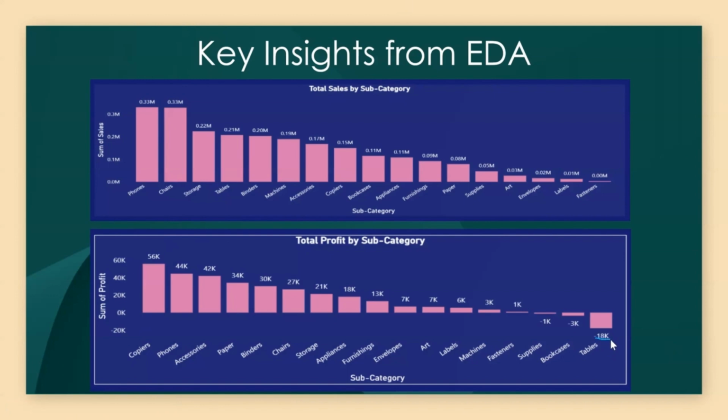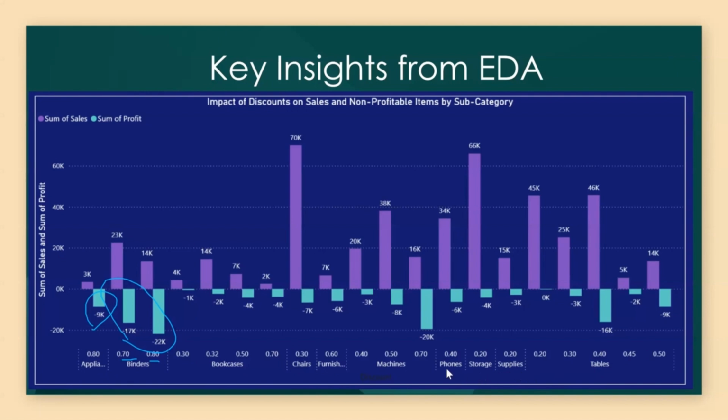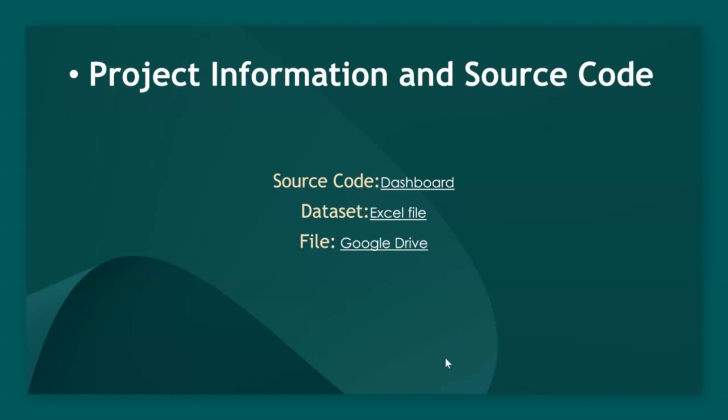The first one we could see, tables is the very highest loss giving product, but in the sales we could see it is in the fourth place, and we could see there are binders with two discounts, which is 70 and 80%. They are giving discount here. This made a loss. Even in appliances, 80% made 9,000 loss, as we already said. Tables, supplies, storage, phones, machines, furniture, chairs, bookcases, all together made a huge loss.